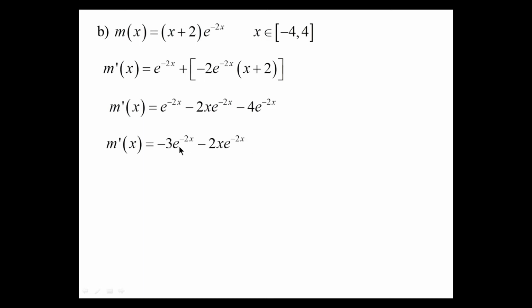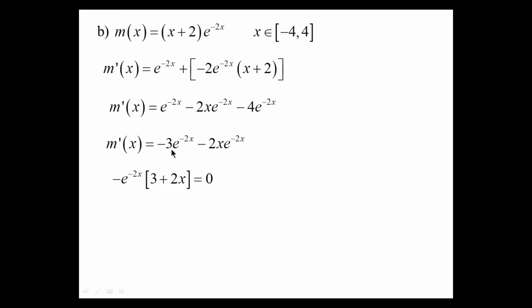And we have these two negative terms: -3e to the -2x, subtract 2x e to the -2x. And similarly, we'll set this equal to 0 and factor. Here I've set it equal to 0 and begun the process of factoring. No, I completely factored it. So take out e to the -2x with a minus sign.